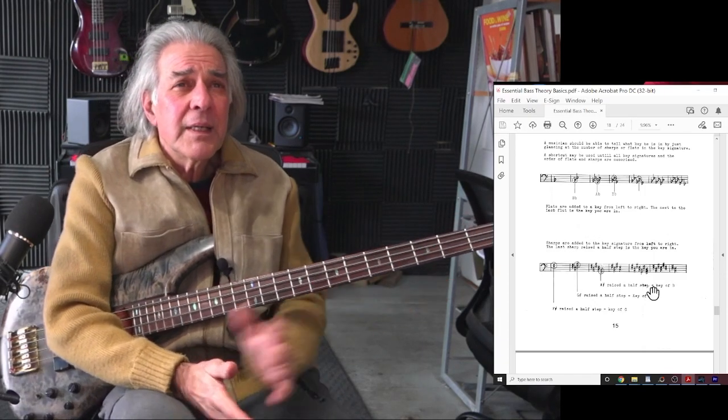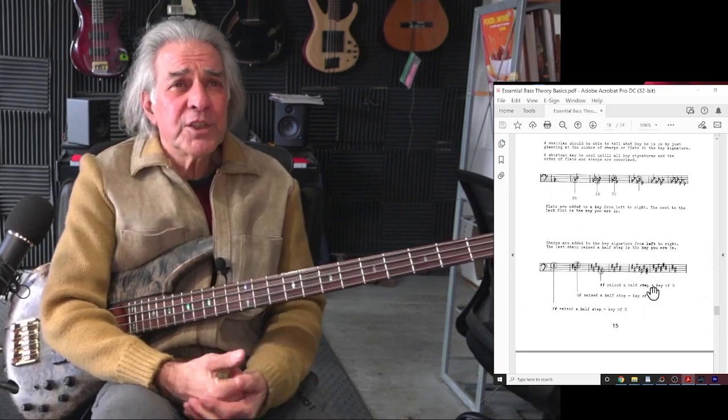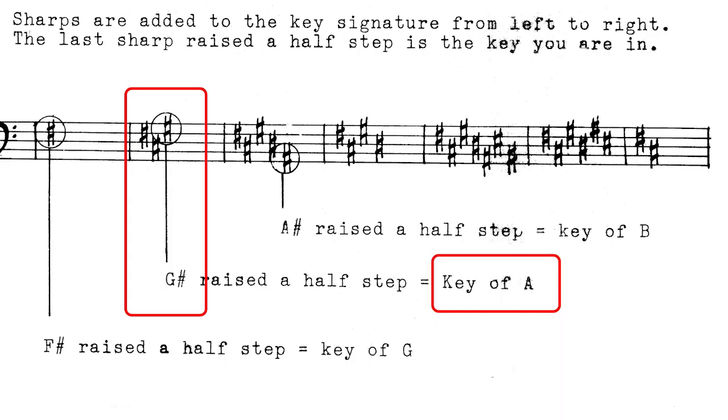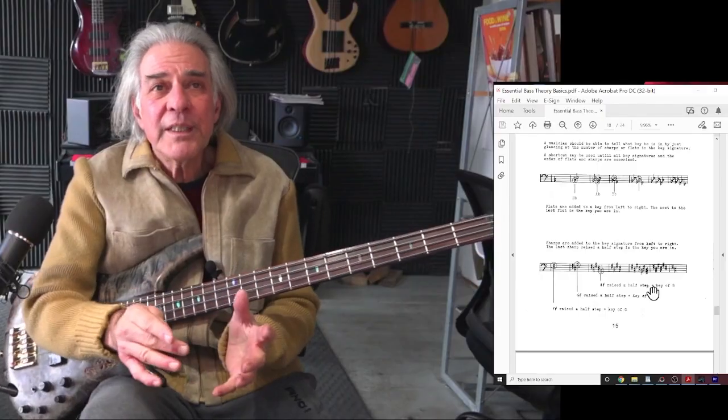And then for the next one I put three sharps. So you have F sharp, C sharp, and G sharp. Raise the G sharp, which is the last sharp, a half step, and you get an A. You're in the key of A. And that's basically how it works.